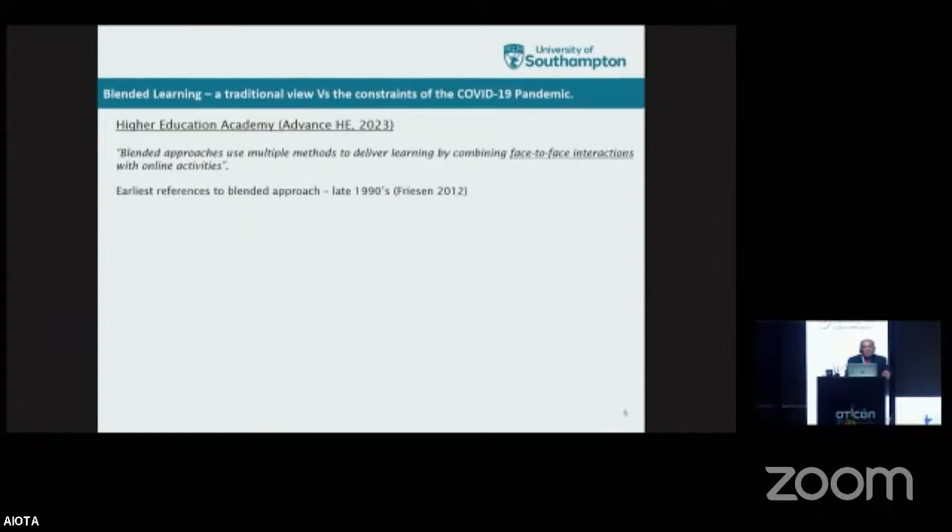Now, I don't want to go very much into this blended learning, which I've already mentioned. Blended learning approaches use multiple methods to deliver learning by combining face-to-face interactions with online activities. Some of them I've already shown you, that we have self modules available online, and the students can take a look at them.